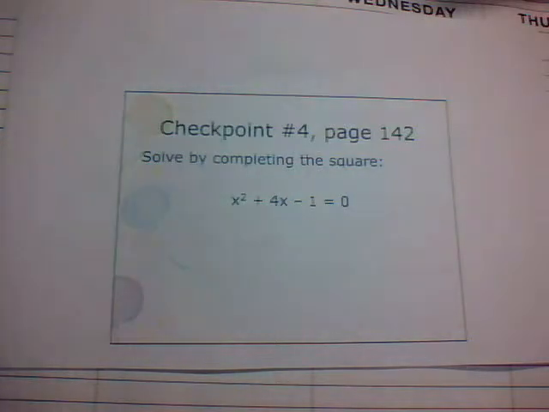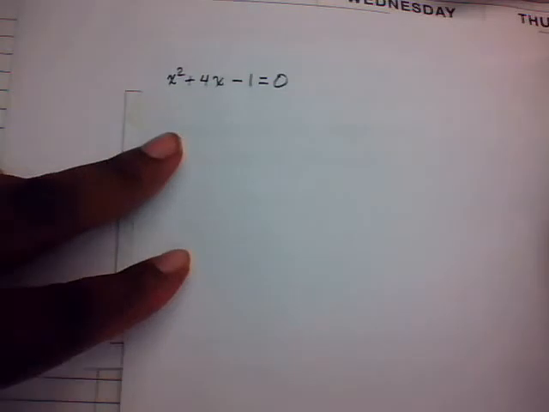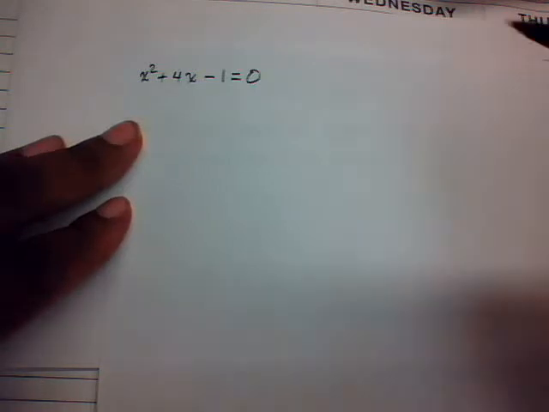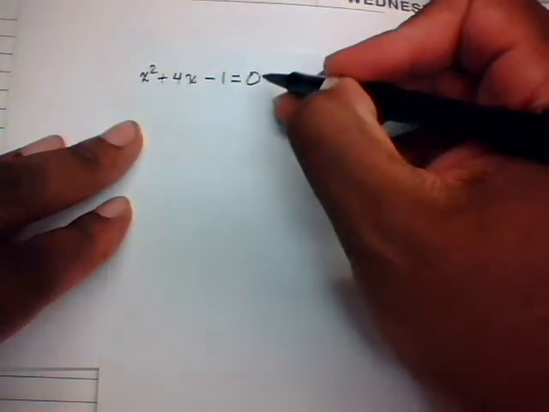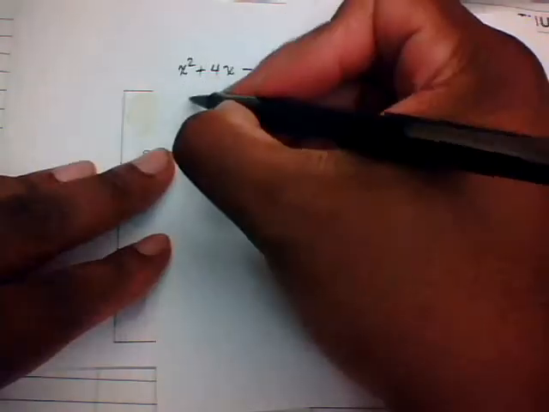Like in this particular example, let's say we want to solve this quadratic equation by completing the square. Here we got x squared plus 4x minus 1 equal to 0. Now, here's how I'm going to start this particular problem off. The constant term, I'm going to move over to the opposite side. I'm going to add 1.